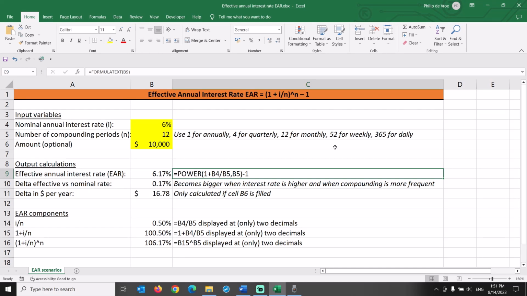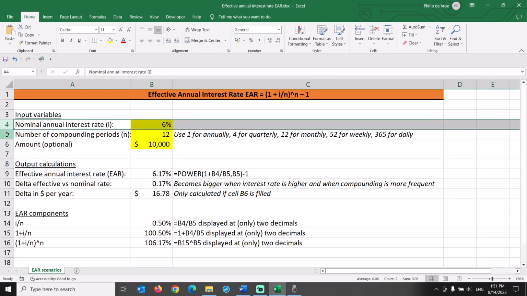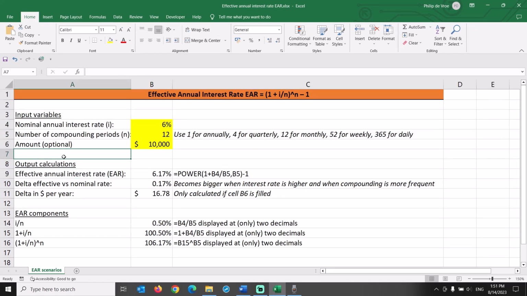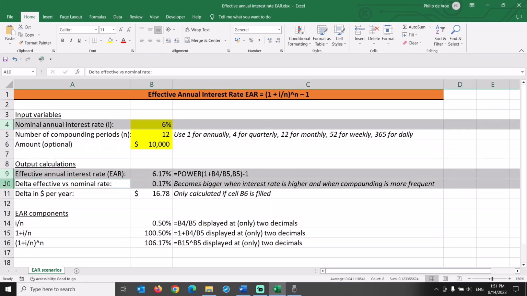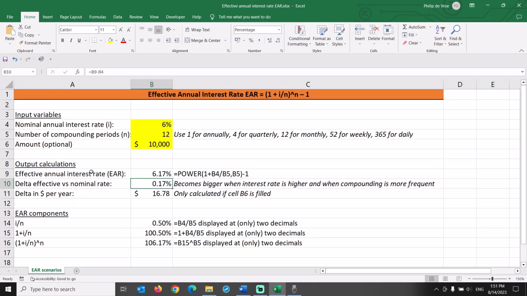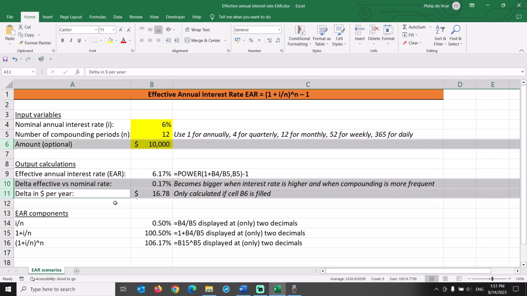Now let's see what's going on with the inputs and the outputs. At the nominal annual interest rate of 6% and 12 compounding periods, the effective annual interest rate is 6.17%. If the nominal annual interest rate is 6% and the effective annual interest rate is 6.17%, then the delta between the two is 0.17 percentage points or 17 basis points. If you apply that delta in interest rates to an amount of $10,000, then the additional amount of interest earned or paid is $16.78 per year.